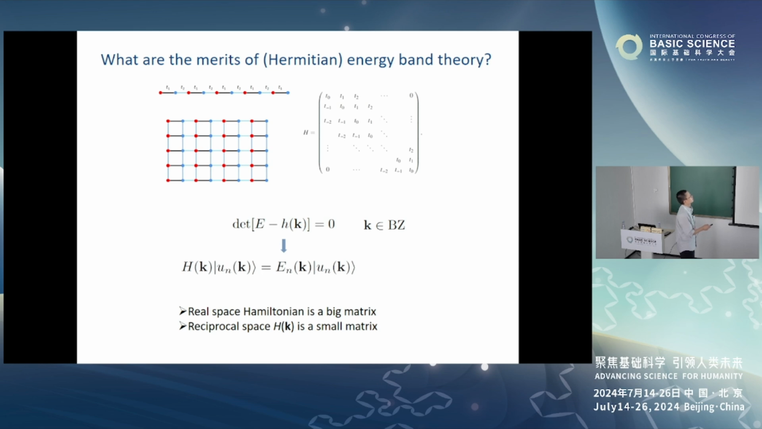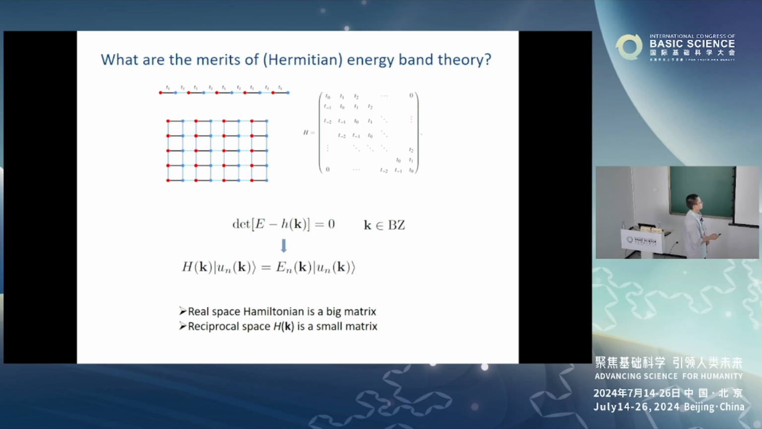For example, this is the real space Hamiltonian for this very simple lattice. When the system size is very large, the size of the matrix is also very large. If we want to calculate the energy spectrum, we should diagonalize this very big matrix. But in band theory, it becomes very simple. We just do a Fourier transformation of the Hamiltonian to the k-space, or the Brillouin zone. So we only need to work with this very small Hamiltonian matrix.